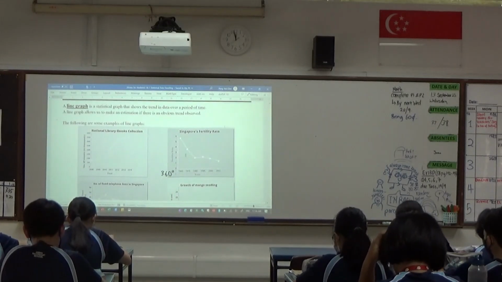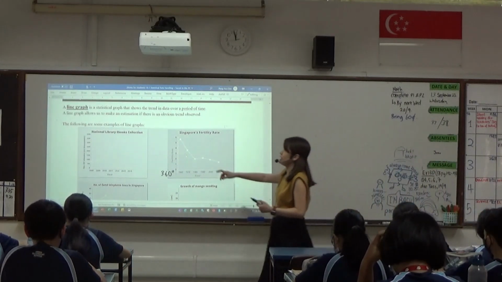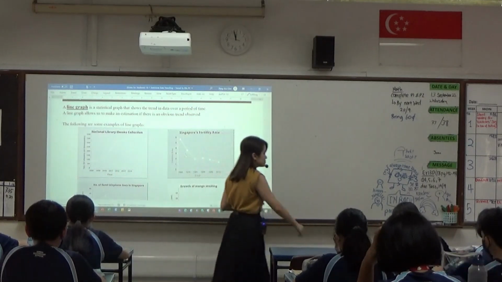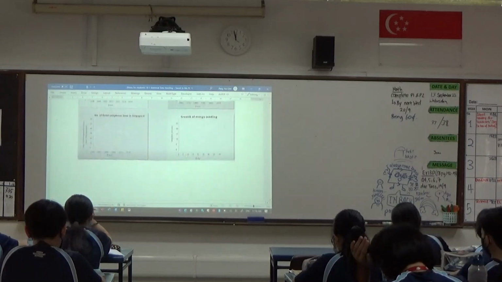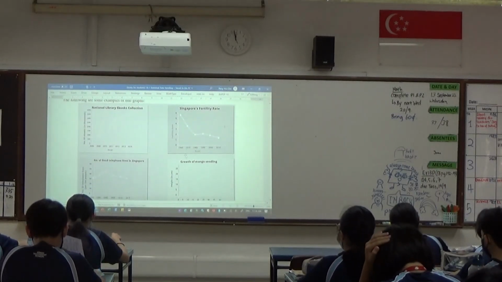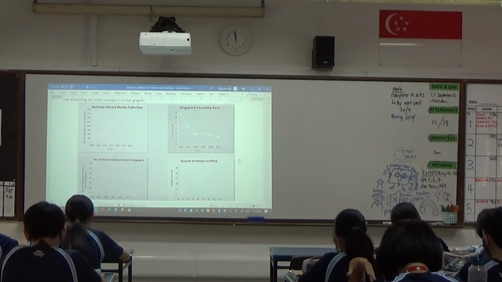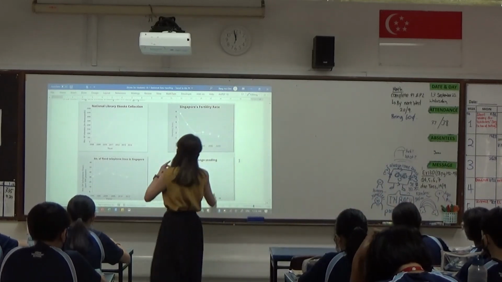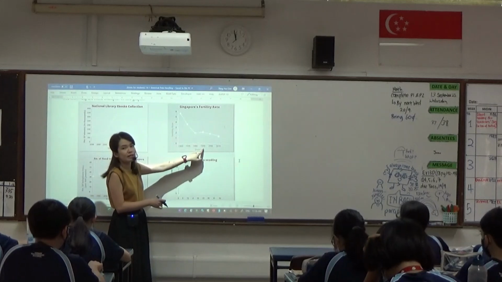Then for line graphs, the purpose is to show the trend in data over a period of time. It is a diagram you have some... Because it's supposed to show a trend between 1980 to 1990.